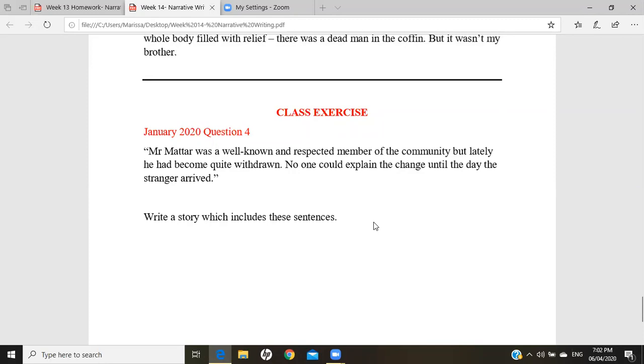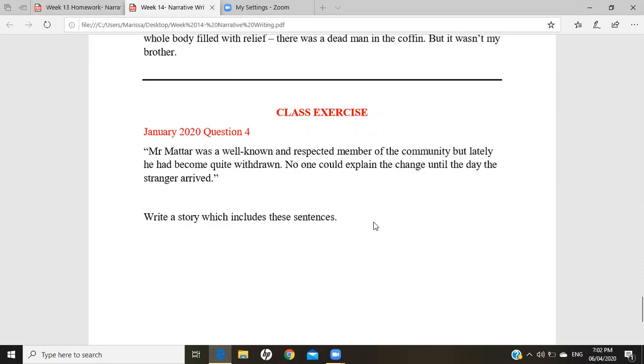So right off the bat, we know that we have one character in the story, Mr. Mata. In terms of his qualities, we know that he's well known, so he's popular, and he's respected by persons in the community. But then we get an idea that this character is changing, in terms of him becoming withdrawn. If someone is becoming withdrawn, maybe he's not socializing with persons like how he used to before, and he is just more to himself. And then it goes on to say, no one could explain the change until the day the stranger arrived.